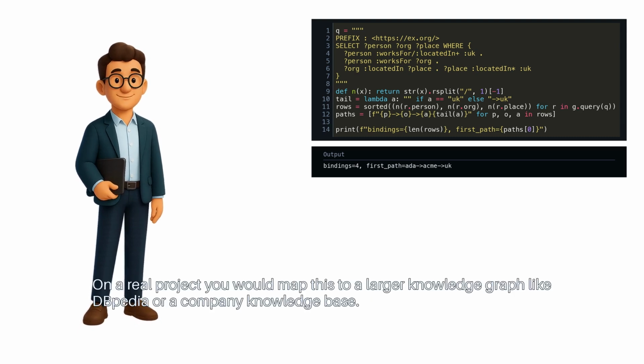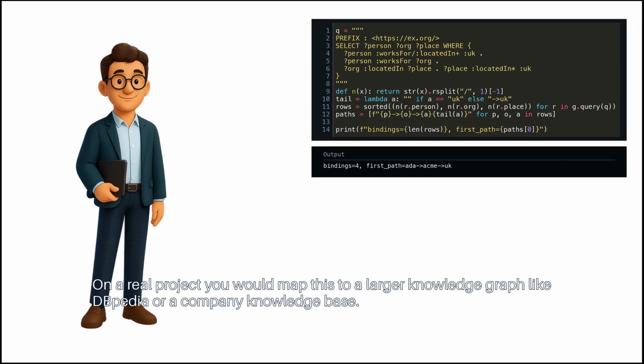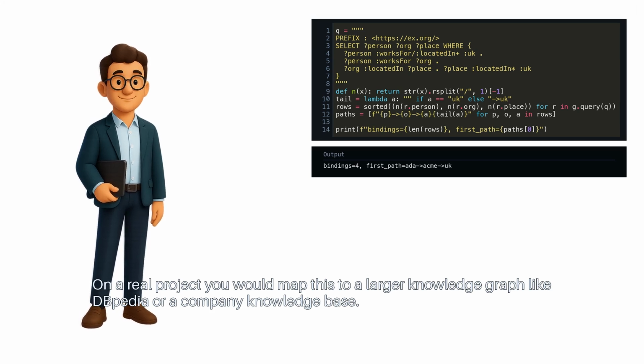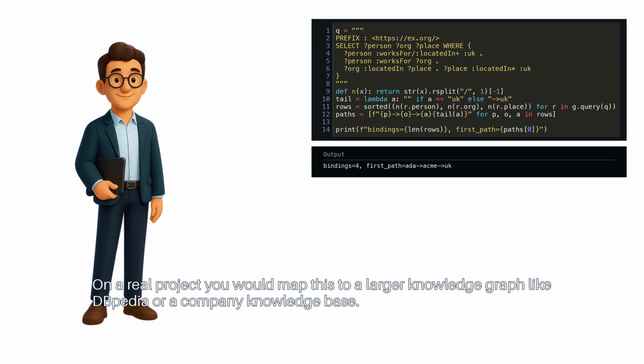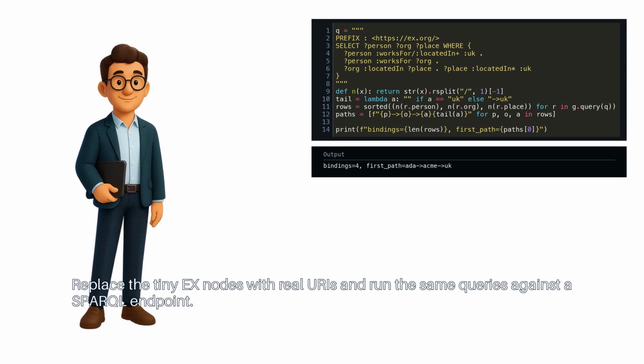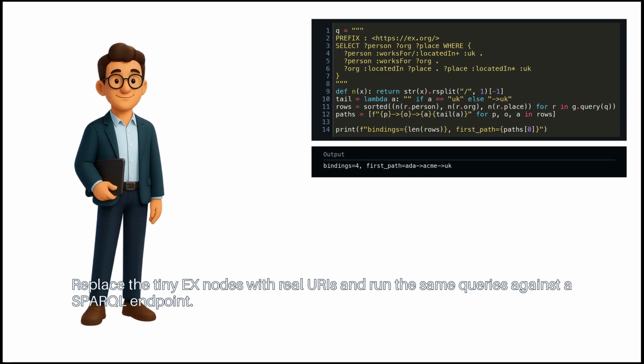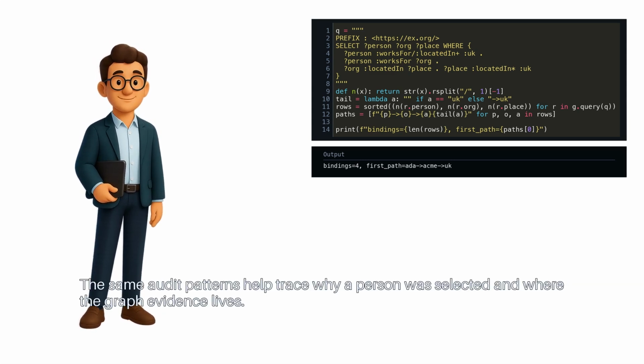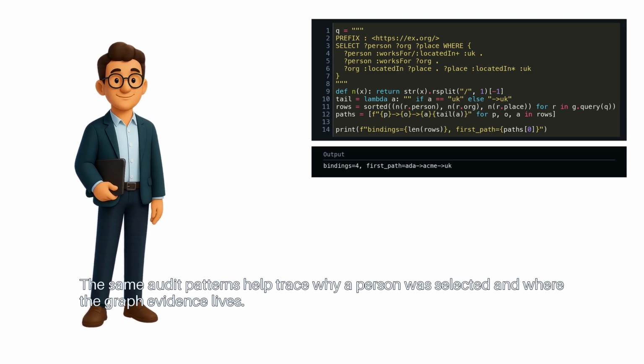On a real project, you would map this to a larger knowledge graph like DBpedia or a company knowledge base. Replace the tiny EX nodes with real URIs and run the same queries against a SPARQL endpoint. The same audit patterns help trace why a person was selected and where the graph evidence lives.